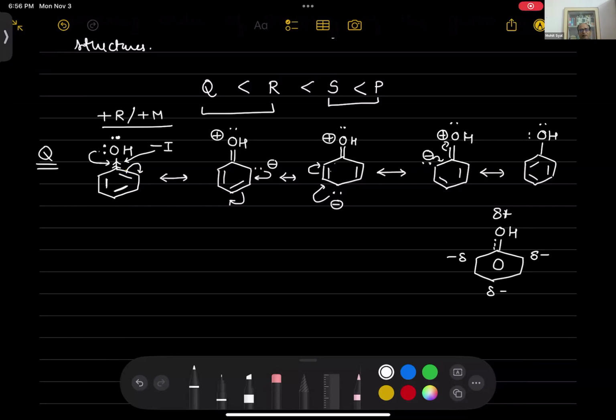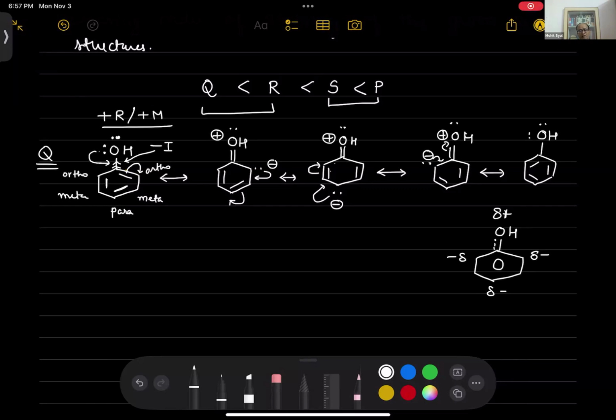The one which is directly opposite to a group is known as para. This is meta. This is para. This is meta. This is ortho. Is it clear? Yes. Ortho, meta, para. Okay. So how do you name such compounds?